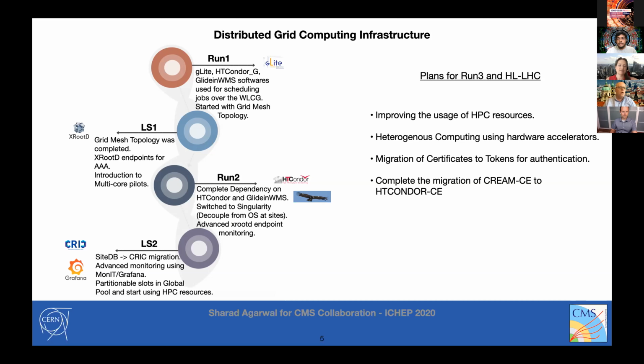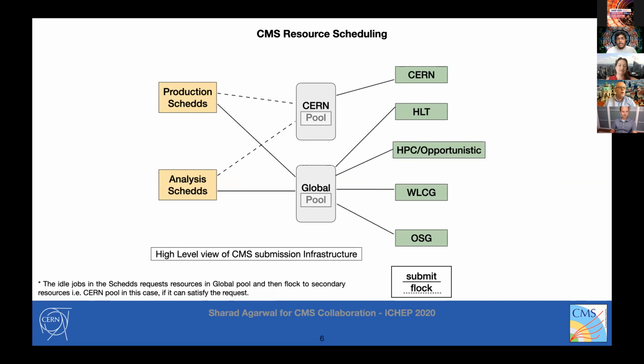We have different plans for Run 3 and HL-LHC, which include improving the usage of HPC resources, heterogeneous computing using hardware accelerators, migration of certificates to tokens for authentication, and completing the migration of the CREAM computing element to the HTCondor computing element. So this is a very high-level overview of the CMS submission infrastructure, where we have the production schedds and the analysis schedds, and they connect to the global pool and the CERN pool, and that's how they try to acquire resources.